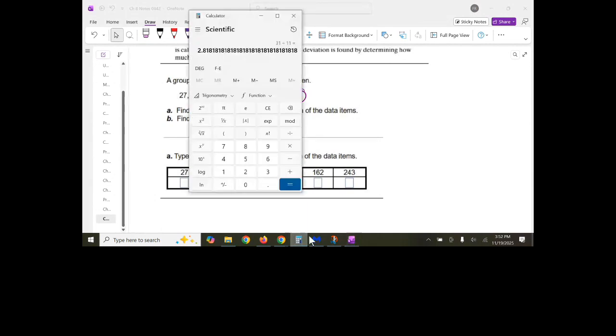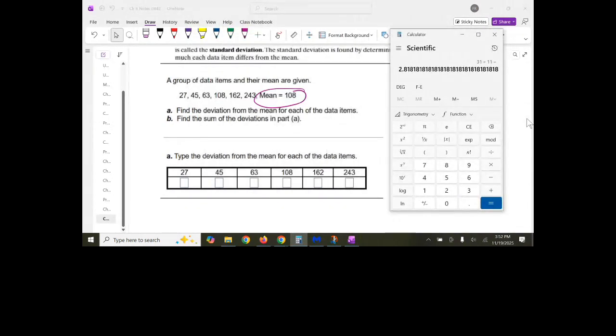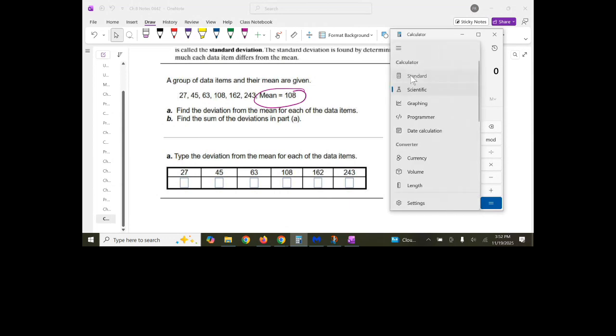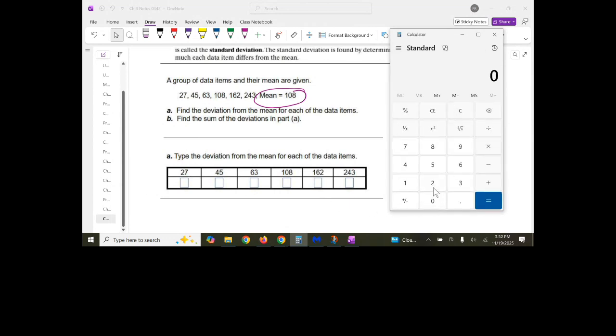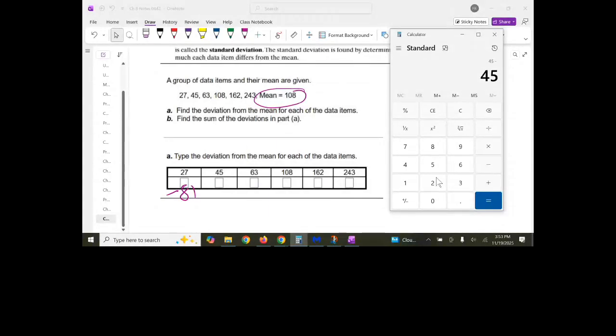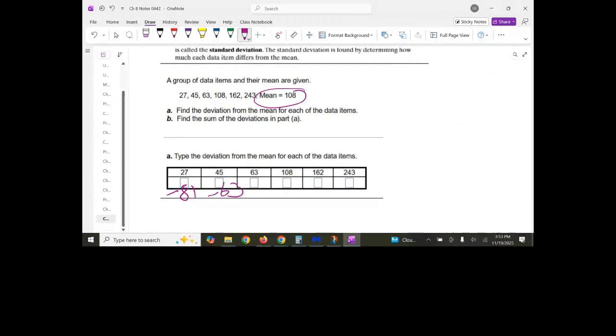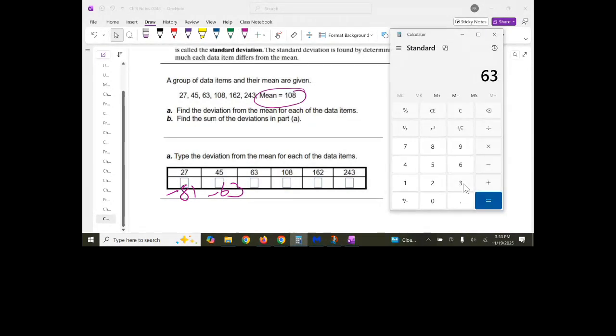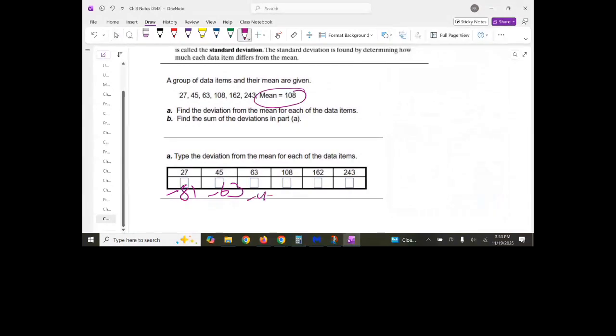The way we're going to do this is I'm going to take my calculator right here, y'all. Let me clear this thing out. Okay, I'm going to keep it real simple. And y'all, what I'm going to do is take my first data point, 27, and subtract my average, 108. 27 minus 108, a negative 81. Y'all, it's okay for us to end up with negative numbers, okay? We're going to do the same thing again. We're going to take 45 minus 108, negative 63. Okay. Then we're going to take 63 minus 108, and I'm going to get negative 45.